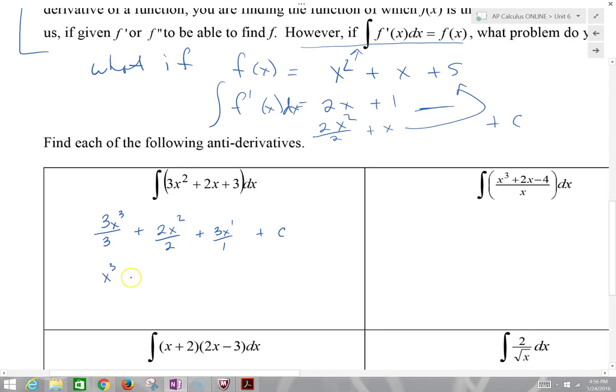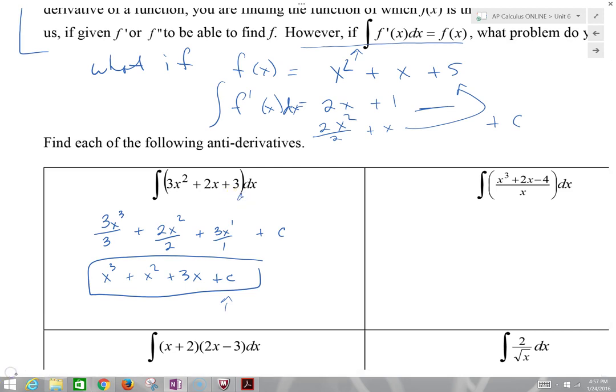So we have x cubed plus x squared plus 3x plus c. And unless we have some sort of parameter to figure out what c is, we're just going to leave it as plus c, some constant that when we take the derivative of it, we don't have it anymore like up here.